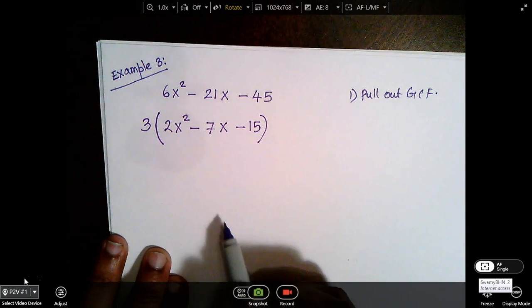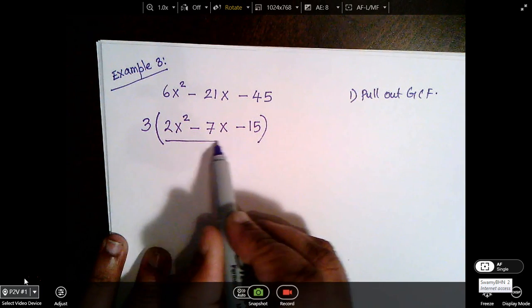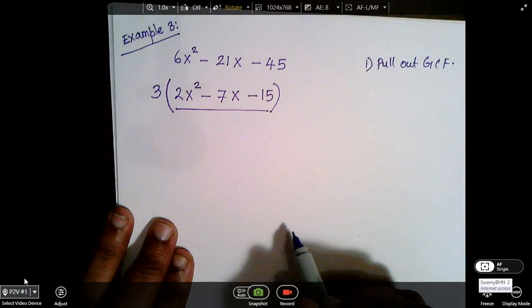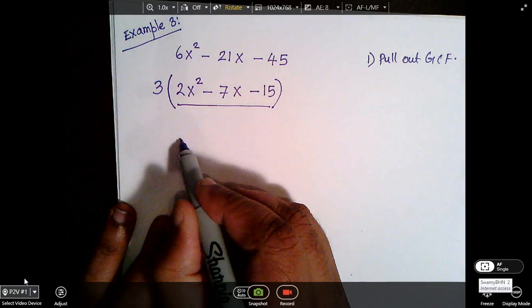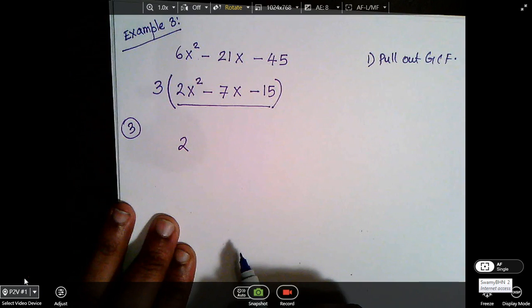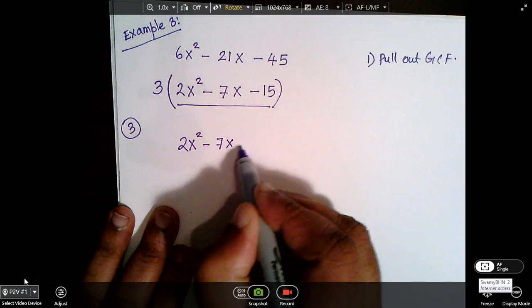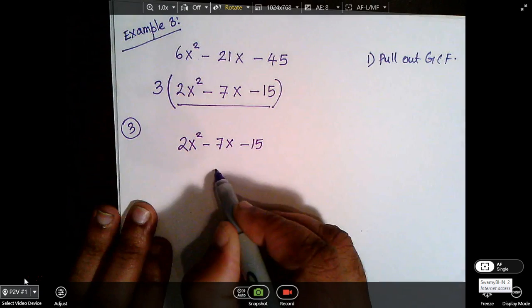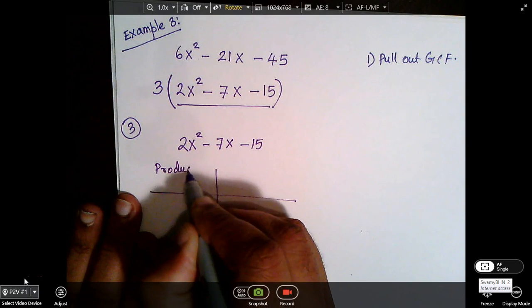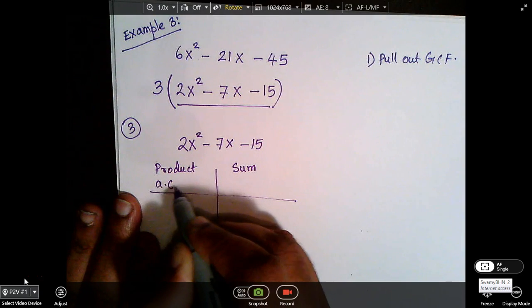As we said in our first lesson, I will learn how to factor what's inside the parentheses also, after pulling out the GCF. Now this is a quadratic trinomial. Remember, I'm keeping the 3 aside. That's going to be part of my answer. So now I focus on 2x squared minus 7x minus 15. Now again, my product and my sum. My product is a times c.